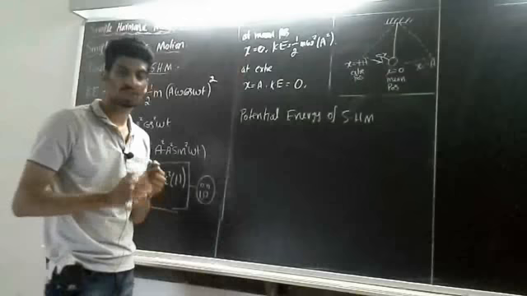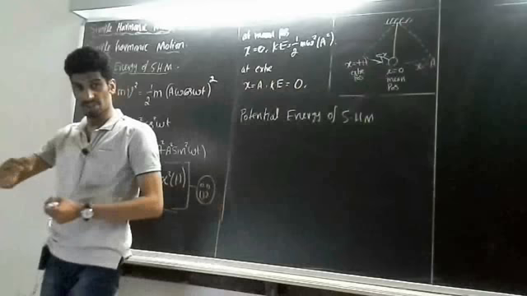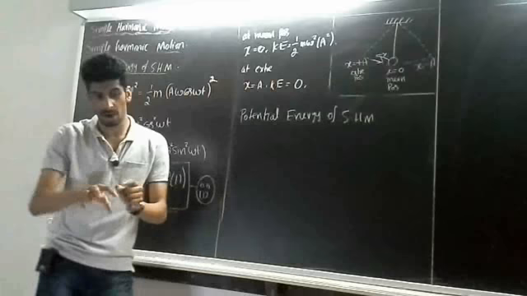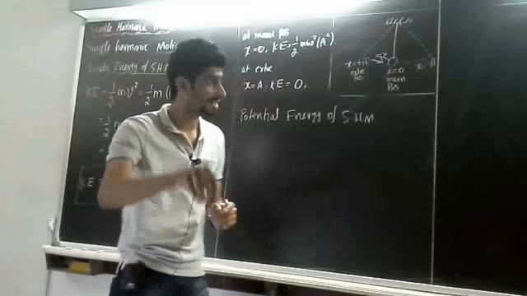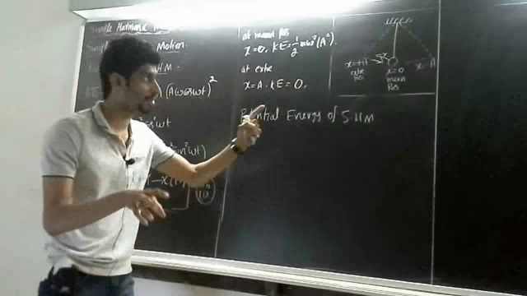So how do you find the potential energy? Usually there is a beautiful method. If the force is conservative, what is a conservative force? If the work done by that force is independent of the path and only depends on the initial and final points, then you can say that the force is conservative. If the force is conservative, then the work done by that force is exactly equal to the potential energy. The same concept we're going to use, because the force involved here is a conservative force.